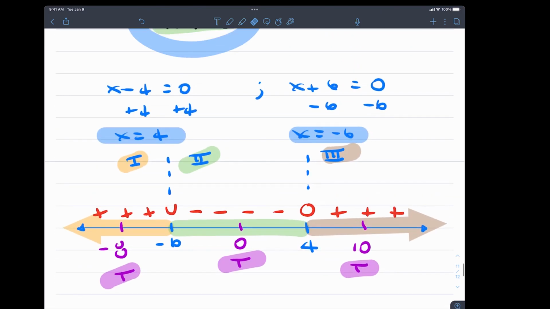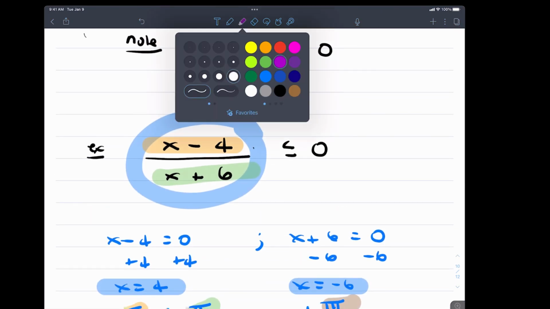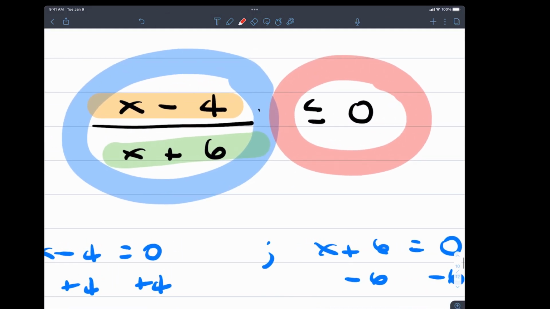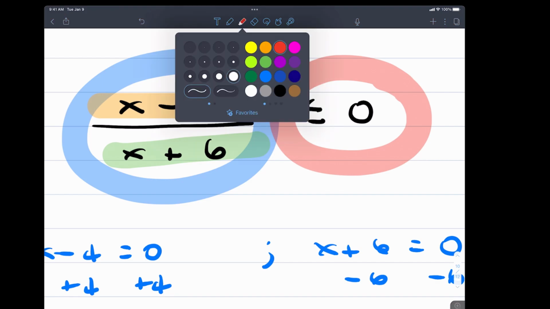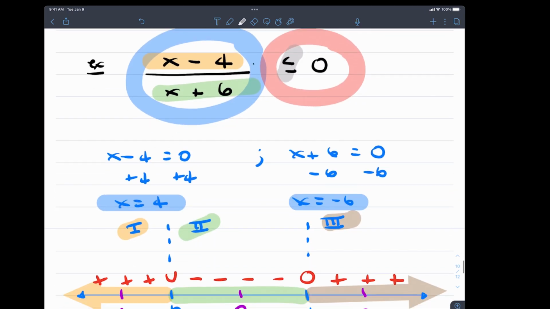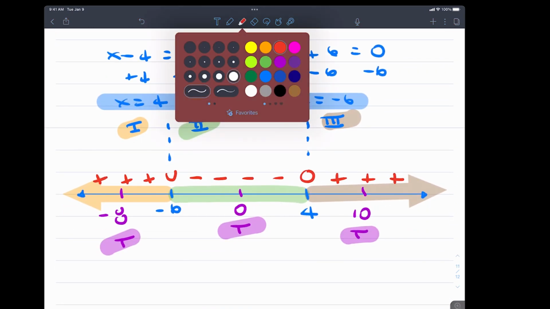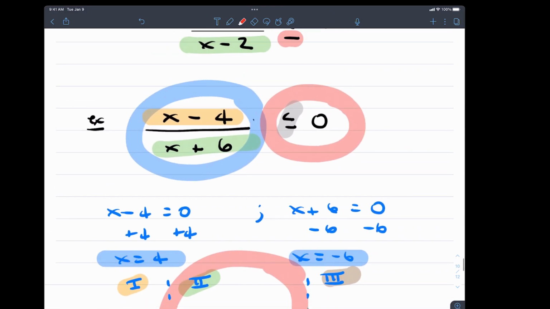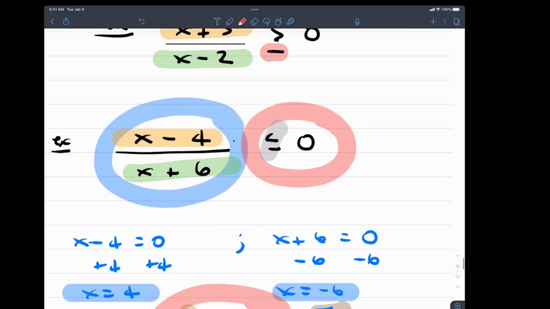So remember, go back to the question. What are they asking? Where is your fraction less than 0, meaning negative, and equal to 0? Because that's the less than or equal sign. What regions are less than 0 or negative? Region 2. Isn't that less than 0, negative? Less than 0 means you're negative.